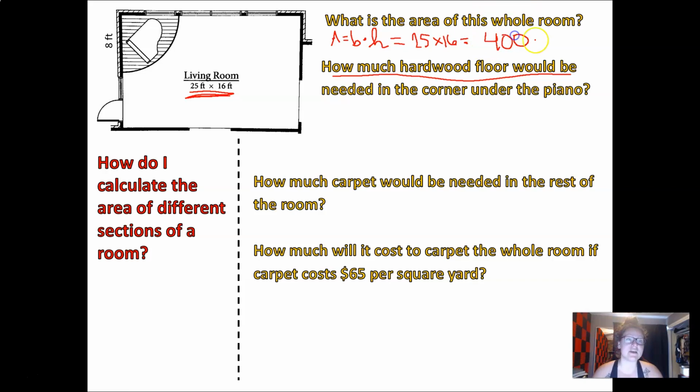And then it's area, so we pay attention to our units. We see feet over here. So feet, feet squared or square feet. Okay, so the whole living room is 400 feet squared.